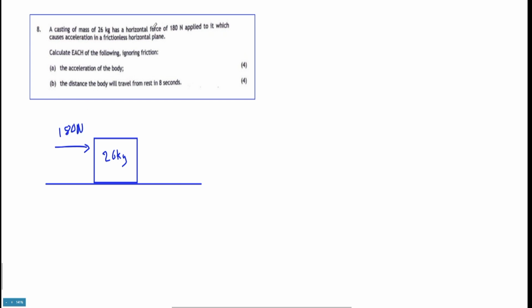Great. It's really easy because it's frictionless. Well, that's about it, isn't it? We're going to be using F equals ma for the acceleration of the body. There's no friction. There's nothing. It's so easy. So we can fit it onto one page. F is equal to ma. The force applied is 180 newtons. The mass of the object is 26. The acceleration is a. So we divide through by 26.